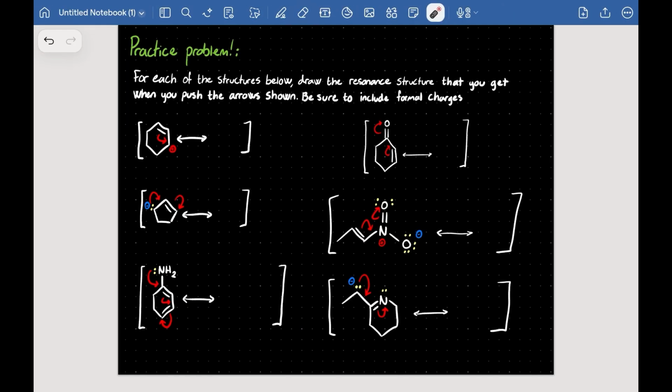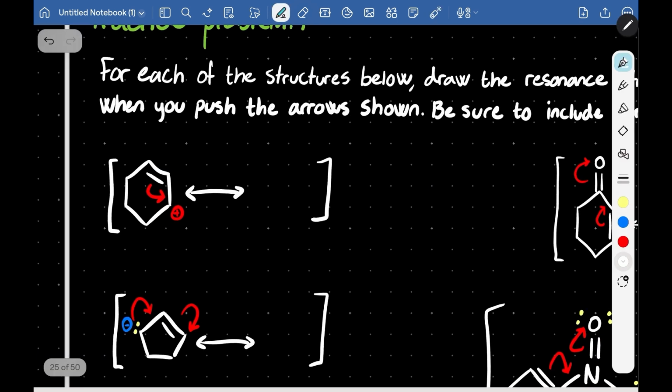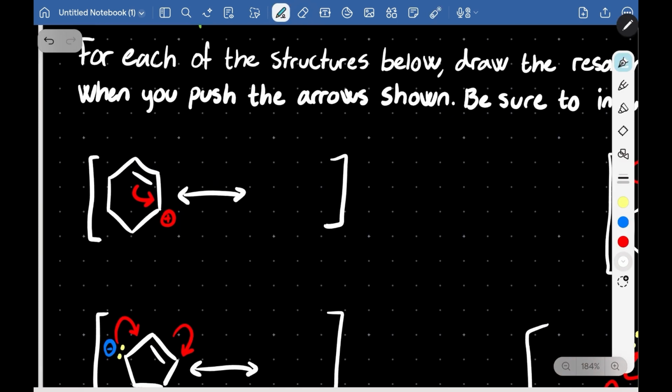For each of the structures below, draw the resonance structures that you get when you push the arrows shown. Be sure to include formal charges. So we see here an arrow, a double bond goes to a positive charge carbon, which means it's gonna look like this. It goes there, and then the positive charge will remain up here.